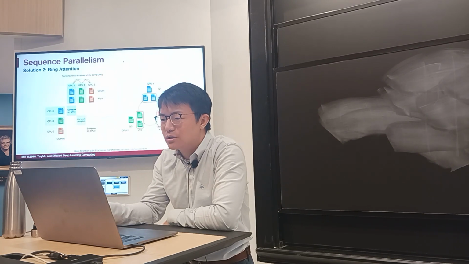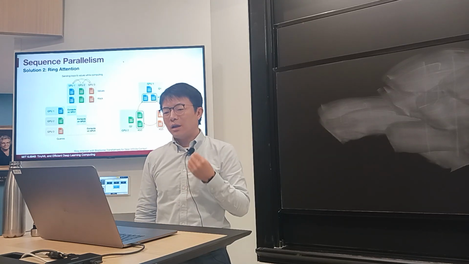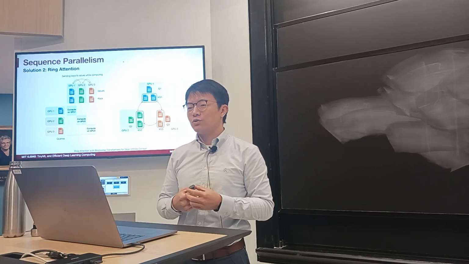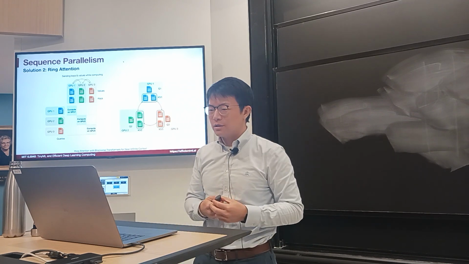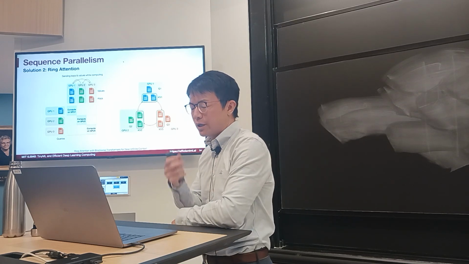So that's the Ulysses approach. And let me introduce the second solution, which is also quite popular, called ring attention. In Google's paper, they mentioned this. The Berkeley paper also mentioned this. It's a pretty powerful approach.